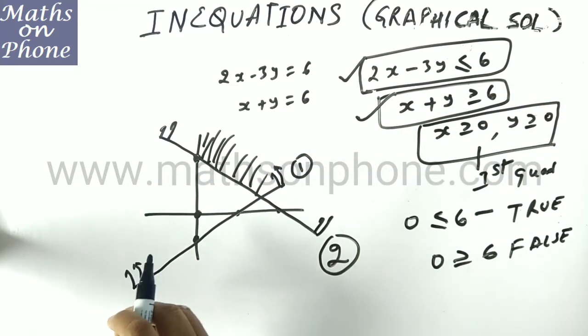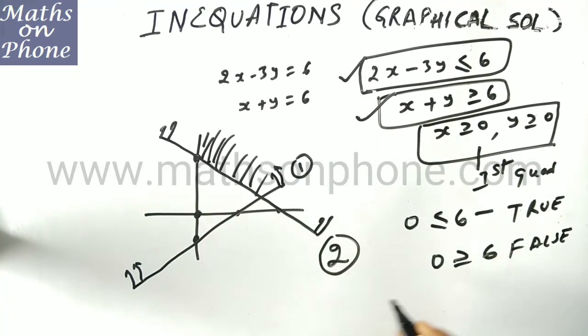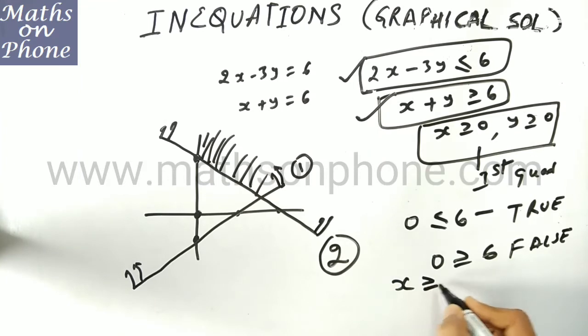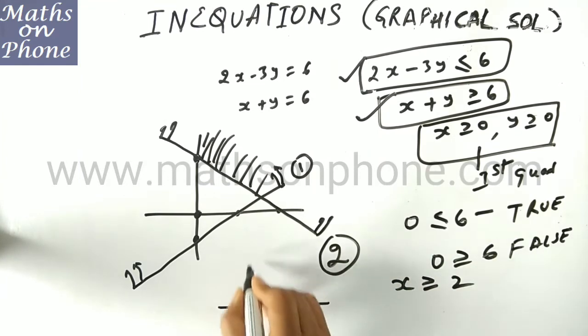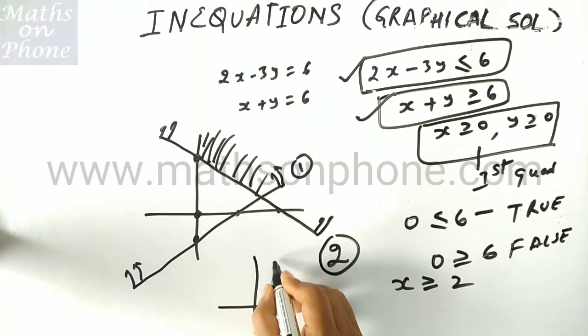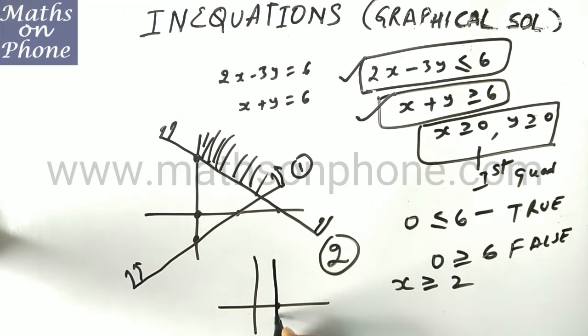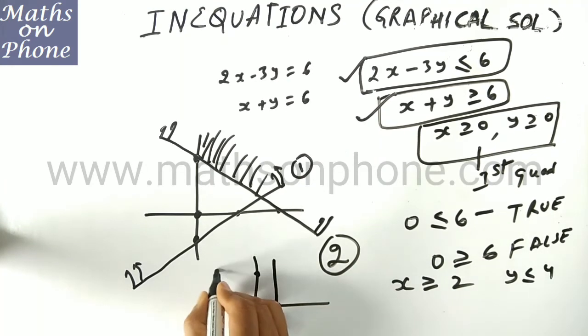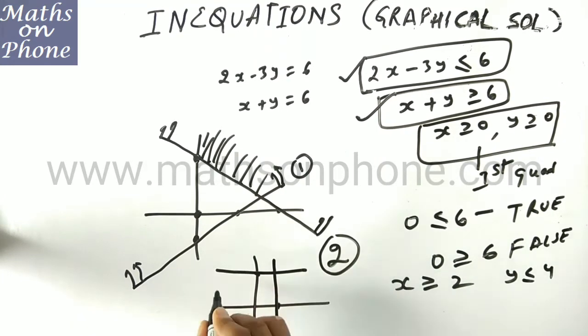Very easily you are understanding. Sometimes I have seen students just get stuck if it is given x is greater than equal to 2. What will be the graph? Very simple. At x equal to 2, you just draw a line parallel to the y-axis. This is x equal to 2. Suppose y is less than equal to 4. What you need to draw the graph of that line? At y you take 4, parallel to the x-axis, this way.